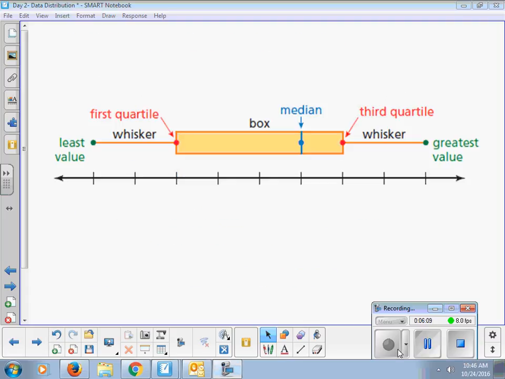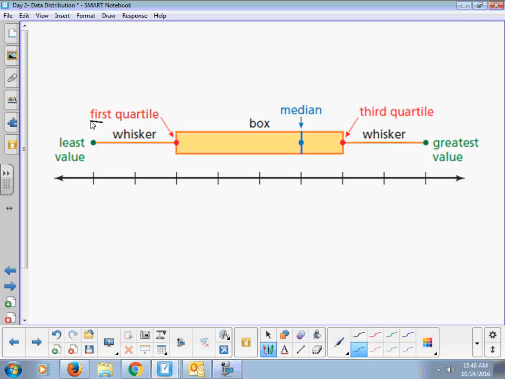Okay, so in your notes, you have your box and whisker plot drawn out, and I want you to label and/or fill in your vocabulary words. We have our first quartile, which is right here. That is our Q1. The line in the middle of the box is our median, and that is our Q2. You fill it in with median.